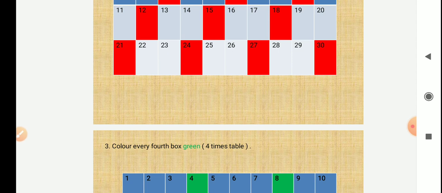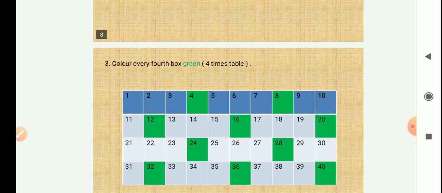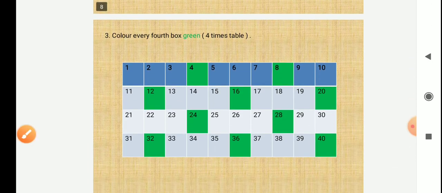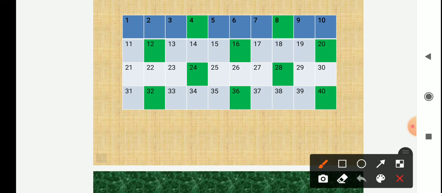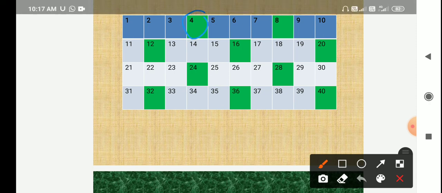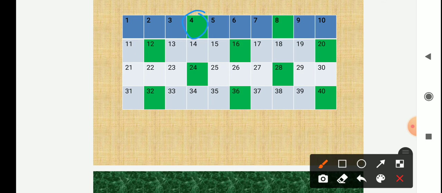Here, we have to color every 4th box with green. Means here too, we have to form a 4 times table. So, we will start with the number 4. Here, we have to start with number 4. Then, next number, 4th box. So, we skip 5, 6, 7. We get next number 8.